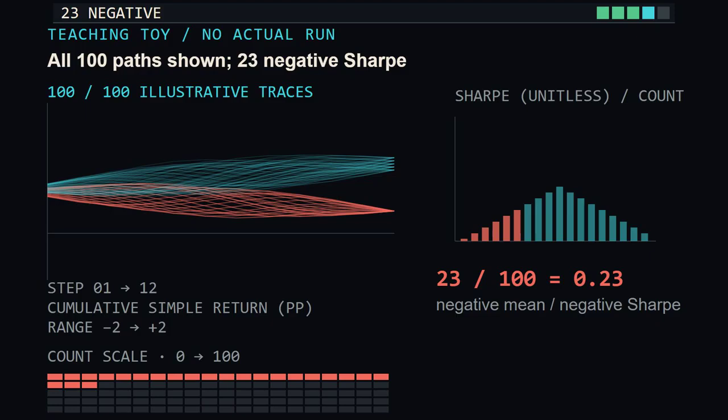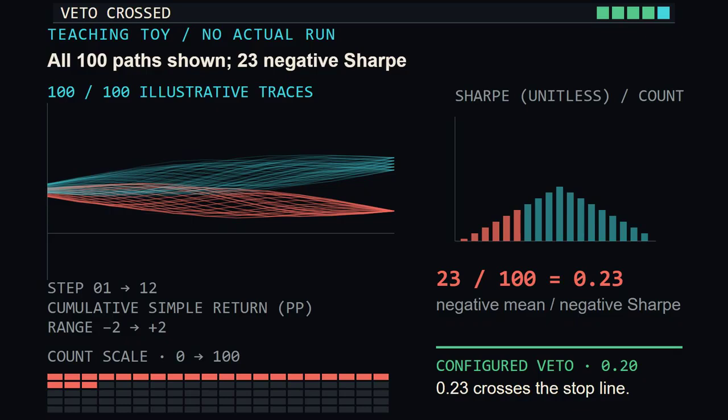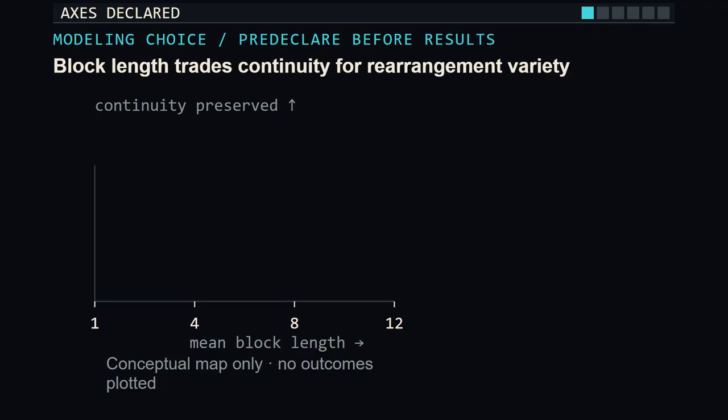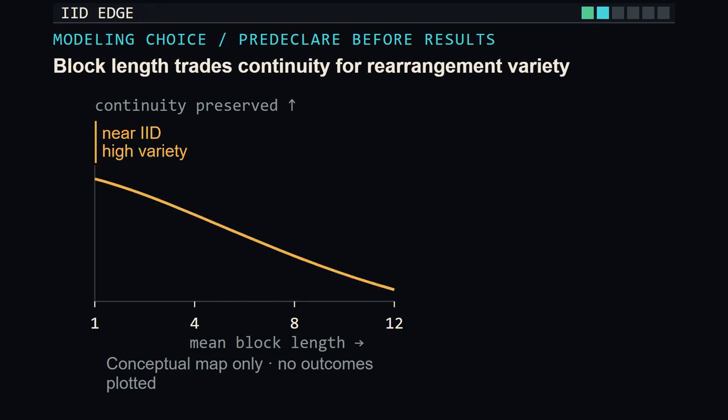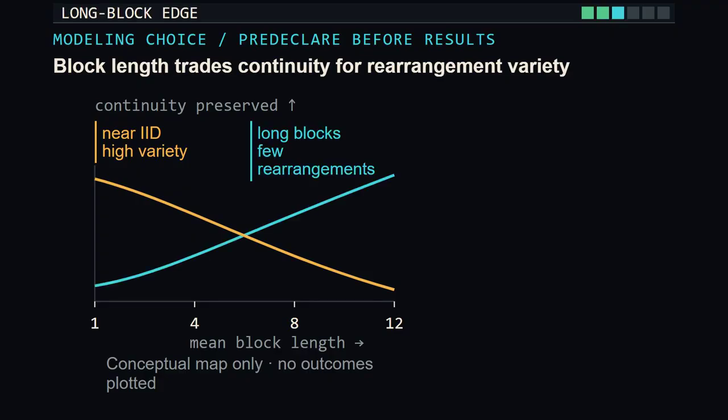Misuse begins when someone tunes block length after a failure, then calls the survivor robust. It also begins when synthetic paths are called independent market histories. They are rearrangements conditional on one observed tape. Resampling strategy returns does not replay the search that selected the strategy. Selection bias, revised costs, execution, capacity, and unseen structural breaks need their own evidence.